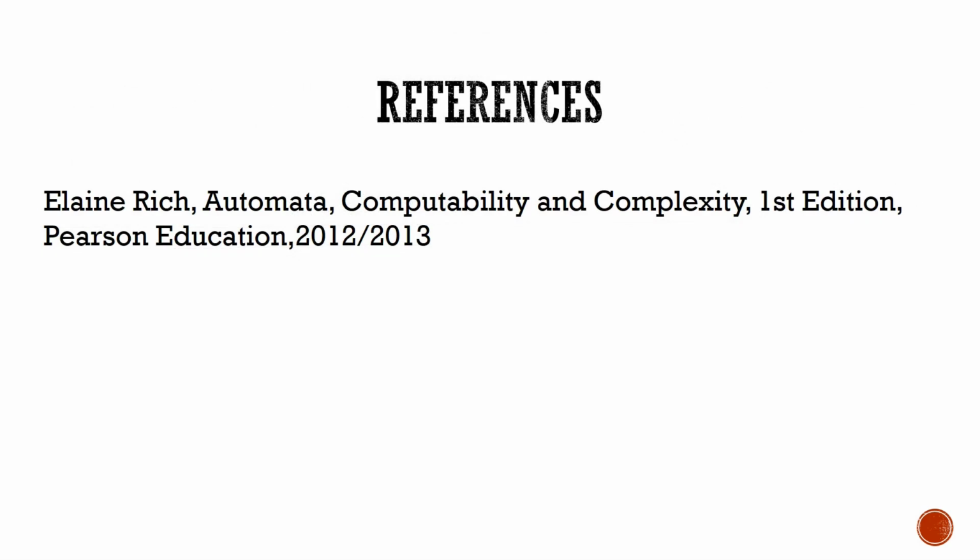The reference used for this preparation is the textbook by Elaine Rich, Automata, Computability and Complexity, first edition, Pearson Education.